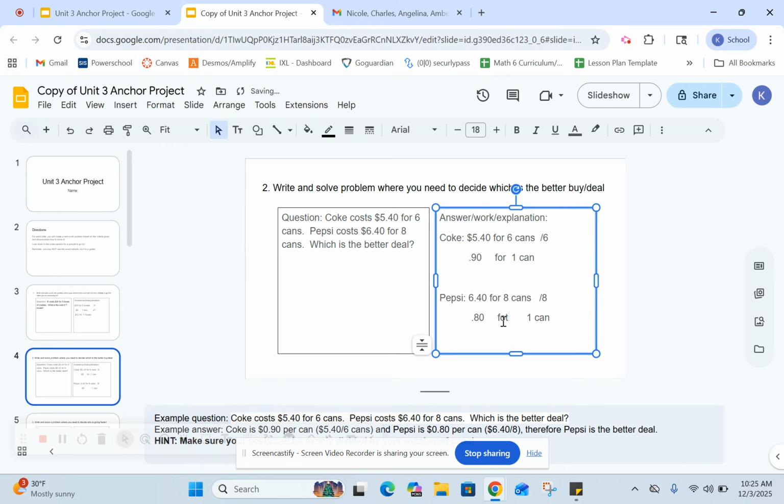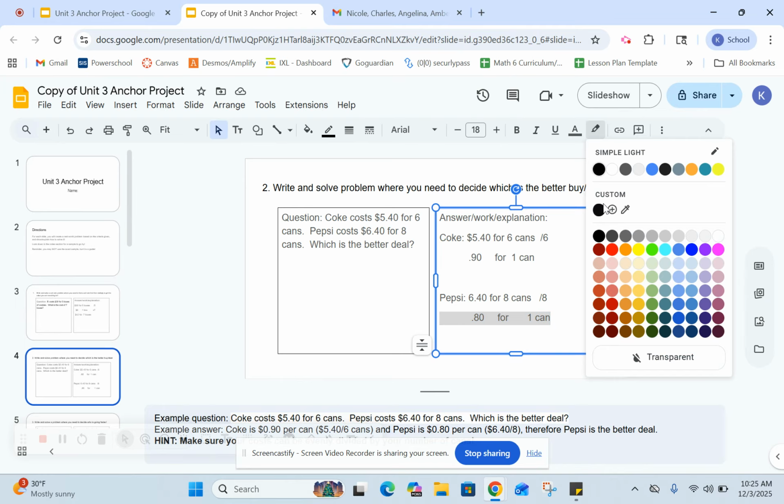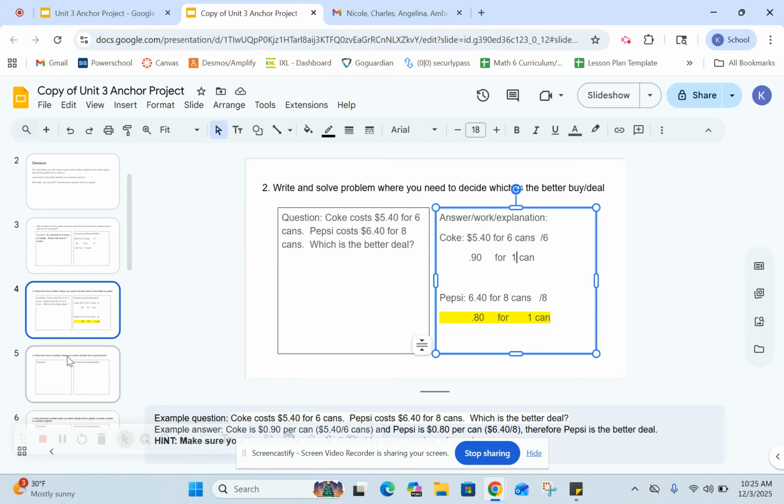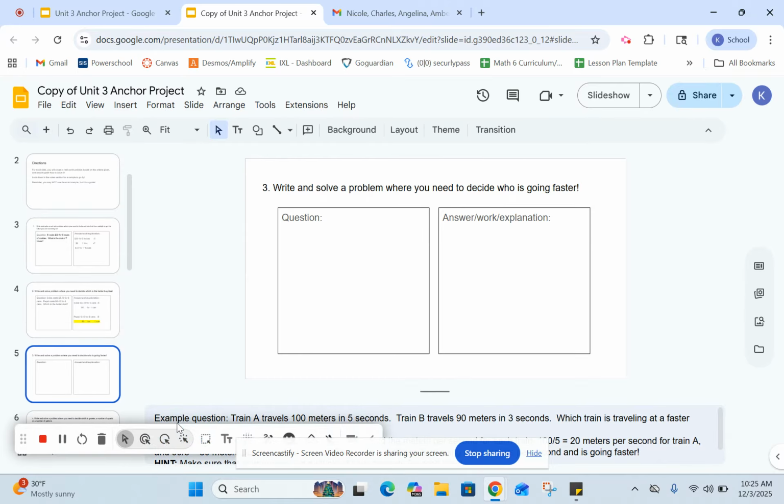So now the question is, which is the better deal? Pepsi would be the better deal because it is 80 cents per can, whereas Coke is 90 cents per can. All right, let's keep going. All right, write and solve a problem where you need to decide who is going faster. I'm going to copy our sample.